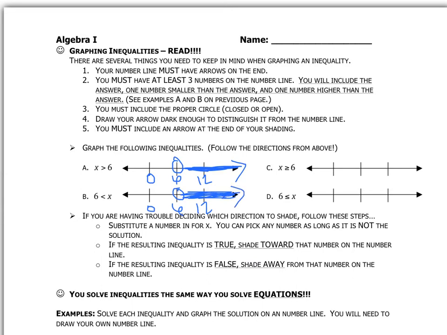Now we look at C and D. It's same thing. C says x is greater than or equal to 6. So same exact thing. I'm going to put 0, 6, and 12. But now, since it says x is greater than or equal to 6, 6 is now a solution. So I need to put a closed circle at 6. And then shade to the right.